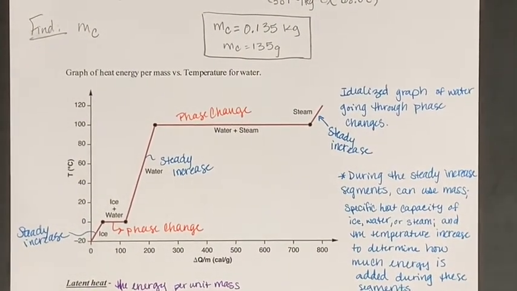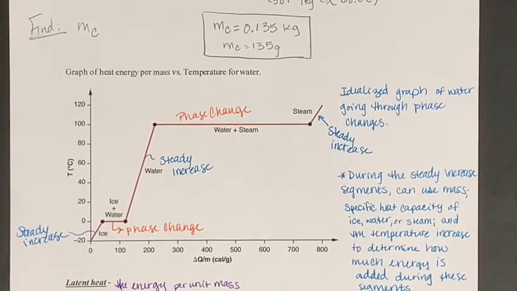So we know that a phase change is when we have a substance that is changing from either a solid to a liquid or a liquid to a solid. This is known as fusion. Or a liquid to a gas or a gas to a liquid. This is known as vaporization, phase change.